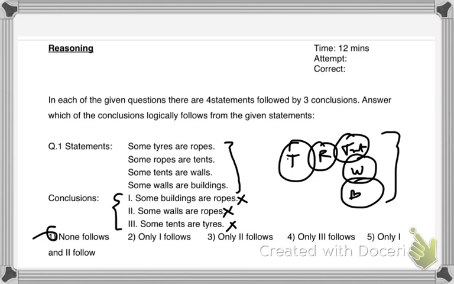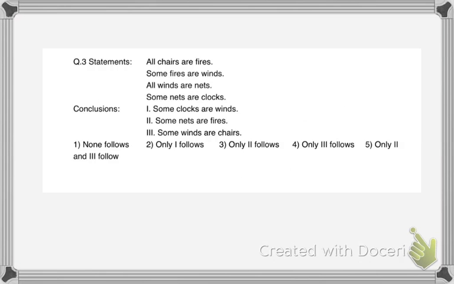To have a detailed view, you can refer to our video on syllogisms. Okay, so with this we move on to our next example from this set. This is question number 3, and it says that all chairs are fires. So I draw this like this, that is all chairs are fires.